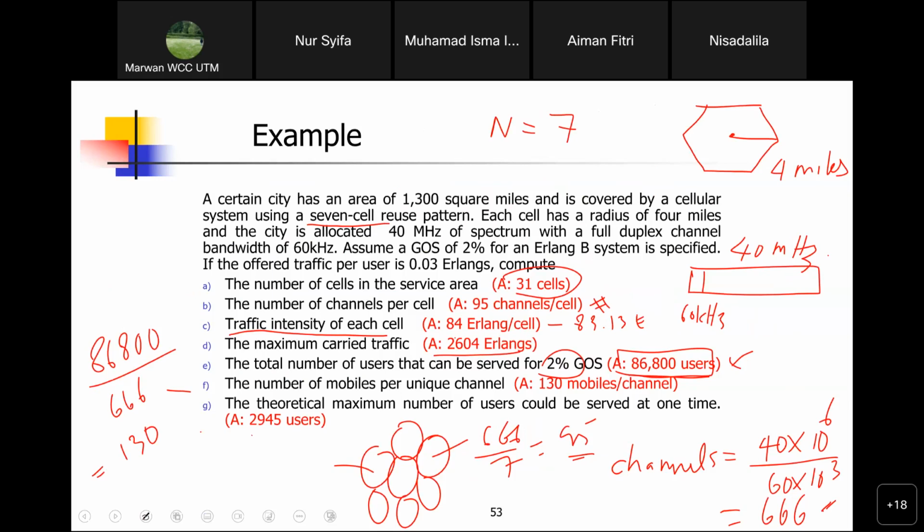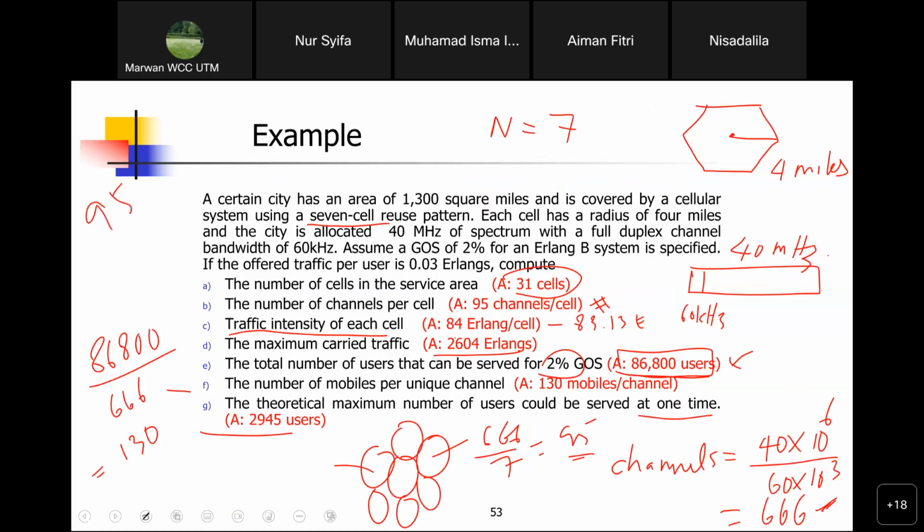So the last one is the nice one, the theoretical maximum number at one time. At one time, you can only have 95 users.